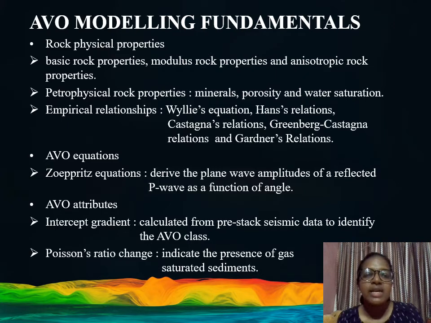For the AVO attributes, there are two types, which are intercept gradient and Poisson's ratio change. Intercept gradient is calculated from pre-stacked seismic data to identify the AVO classes. We can identify the AVO classes by knowing the positive and negative AVO. Poisson's ratio change also indicates the presence of gas-saturated sediments.